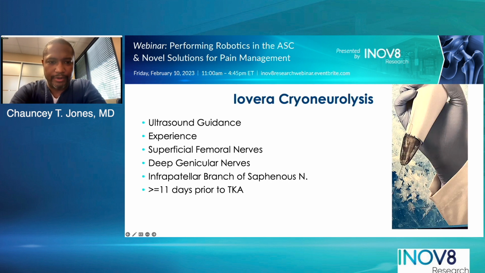Now we talked about cryoneurolysis. This is ultrasound guidance as well with experienced providers, catching the superficial femoral branches as well as the deep genicular branches as well. The infrapatellar branch of the saphenous can also be targeted.